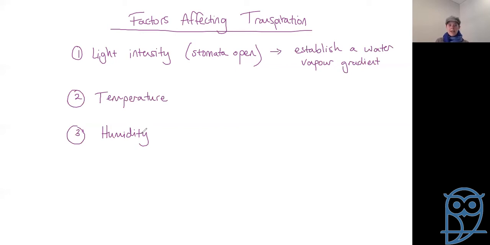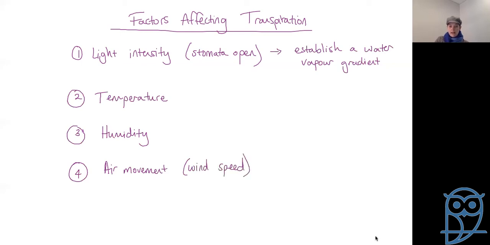So if it's raining or if it's really humid and sticky outside, right, then there's not going to be that dry air outside the plant. So maybe the water vapor is the same on the outside and the inside. No gradient, no movement. So in high humidity, we have low transpiration. And the fourth one is a similar thing, air movement, which would also be wind speed.